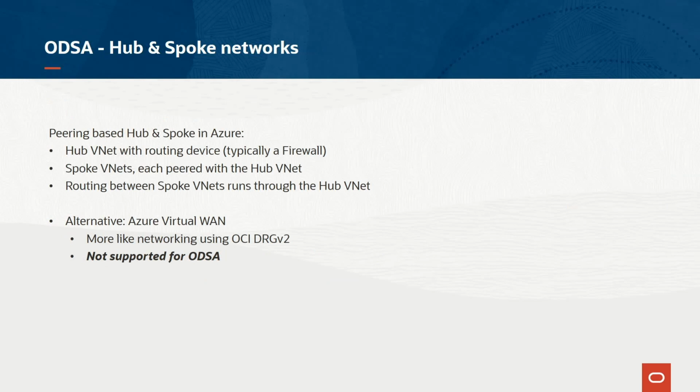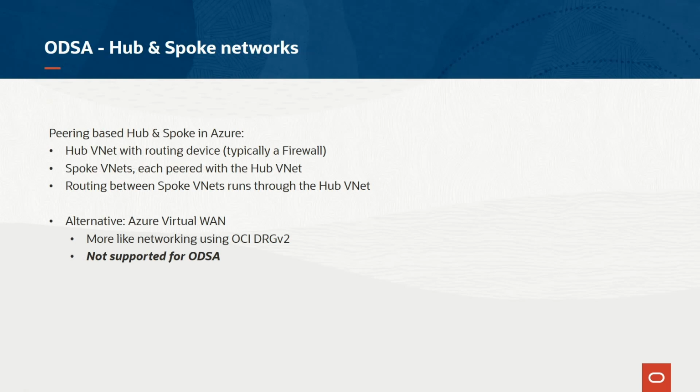Okay, so let's start with having a look at hub and spoke networks first, and how to connect ODSA into such a hub and spoke network. You can do that in Azure in a number of ways, and the traditional way is based on peering. In that setup you would have a hub VNet, and in that hub VNet you would have a routing device such as a firewall, and you would have applications deployed in spoke VNets, and all of those spoke VNets are peered individually with the hub VNet. So the routing between the spoke VNets always has to run through the hub VNet. Normally in Azure you cannot automatically talk to a peer of a peer, which is why in the hub VNet you need this routing device in the middle.